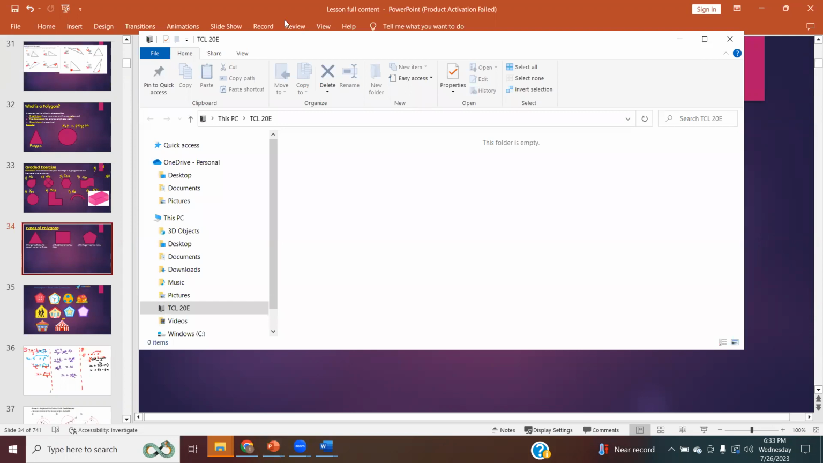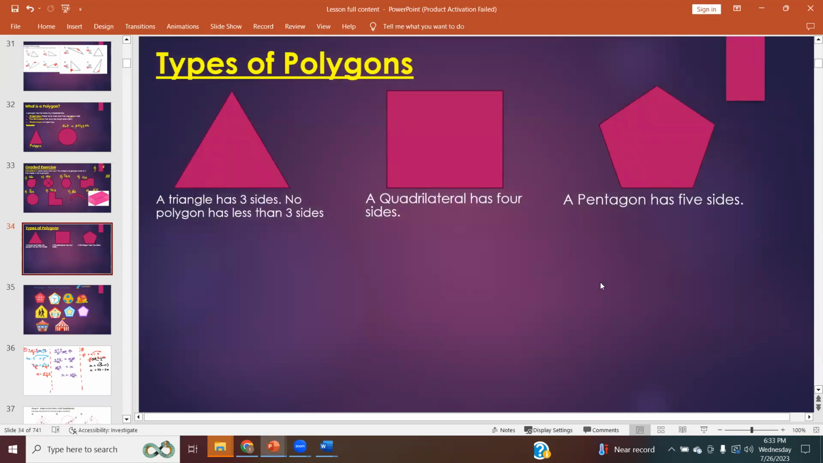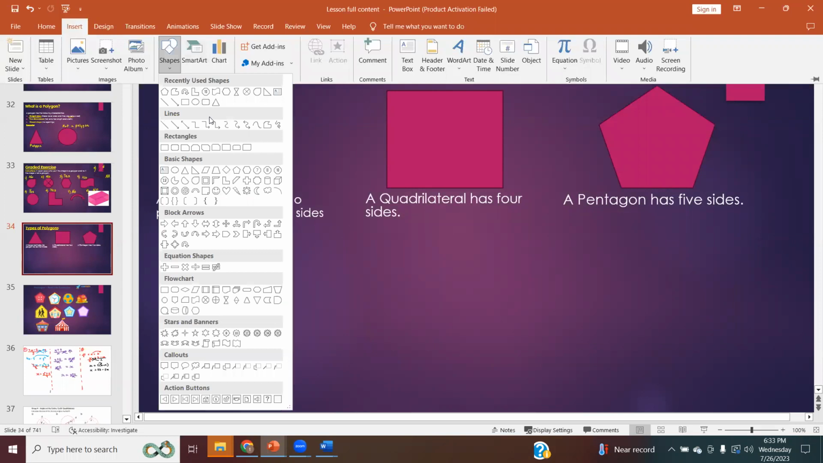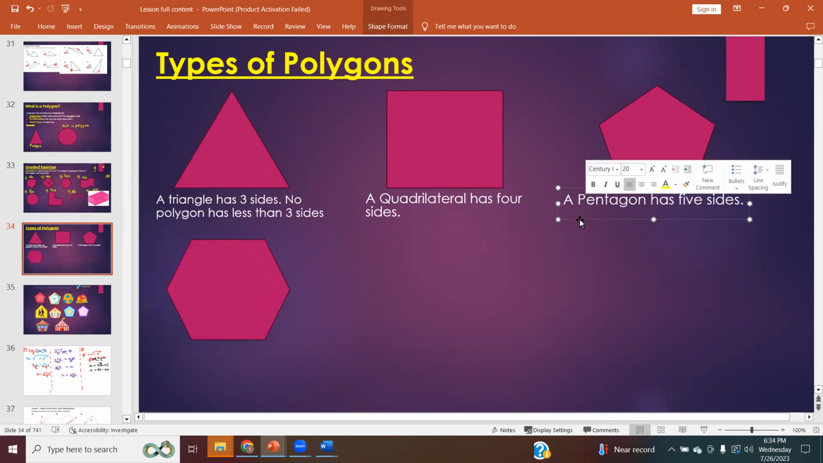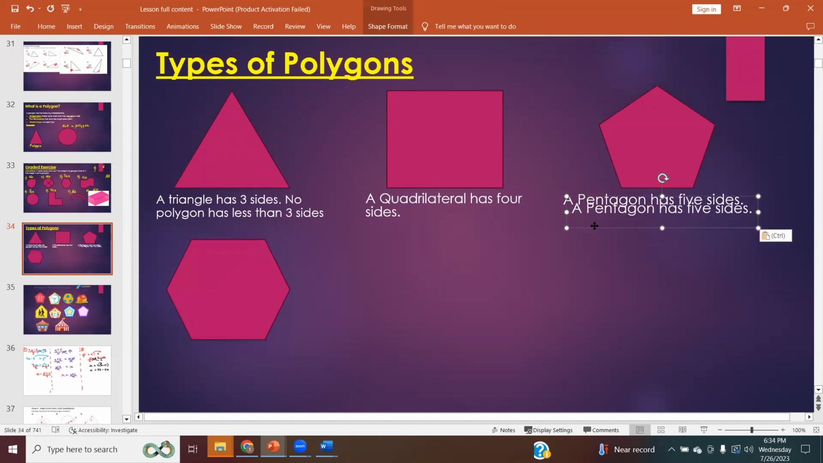Octagon? No. Octagon has 8 sides. Hexagon? Very good. Hexagon. How many sides does a hexagon have? 6 sides. Very good. So please draw these shapes for me. A hexagon has 6 sides.